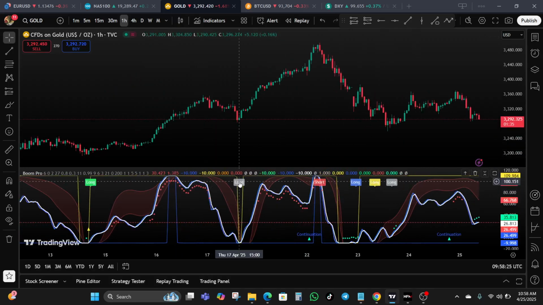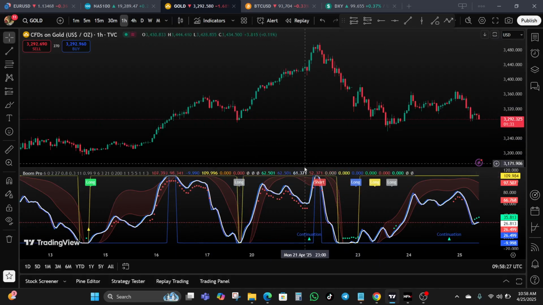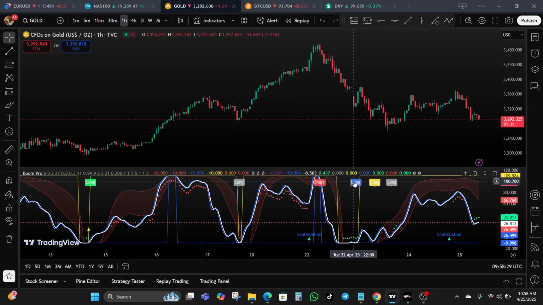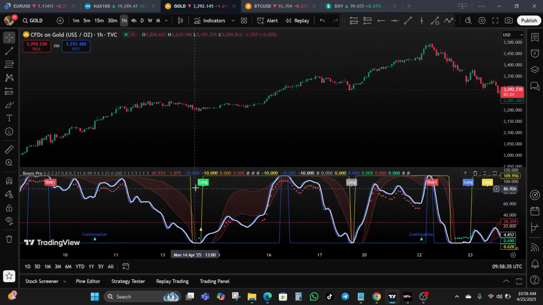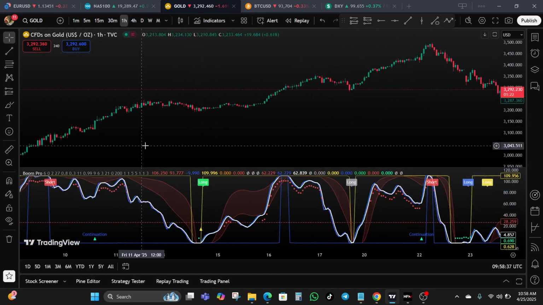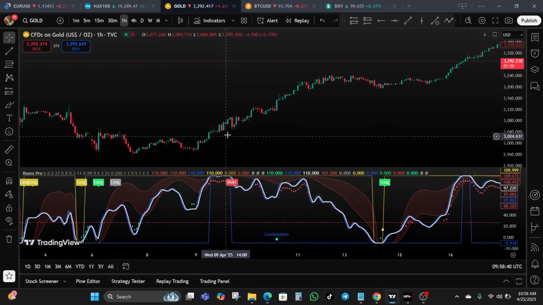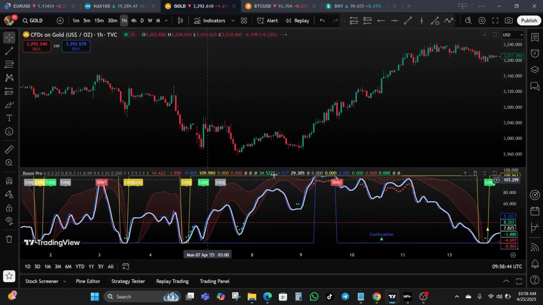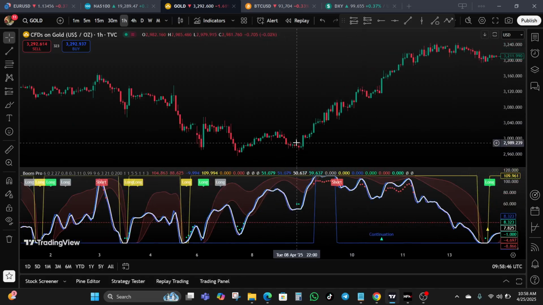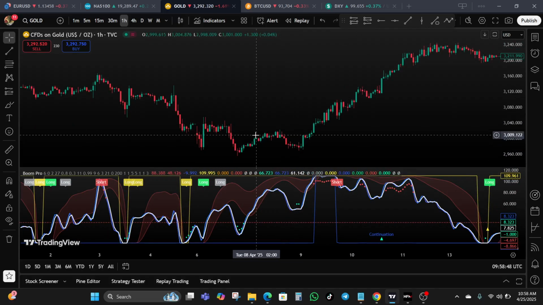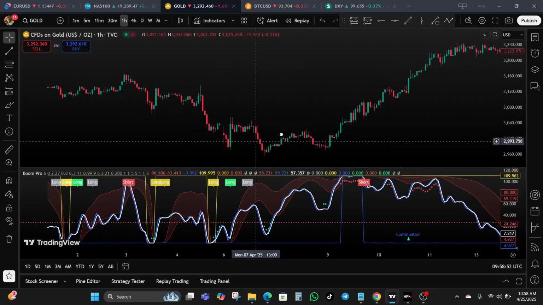You can see there was a long signal here and it was valid. This short signal was also valid, but this long was just a mere pullback. Perhaps you would have gotten stopped out if you had taken this. Now this long, this was valid, right? This was a short, well, this was just a very, very brief pullback, so perhaps you would have gotten stopped out. Anyways, that's the reason why you should know that risk management is crucial, because no indicator is 100% accurate. This is just proof that no indicator is 100% accurate.